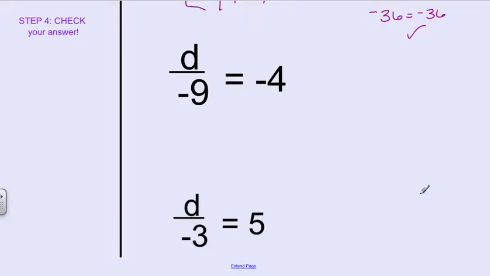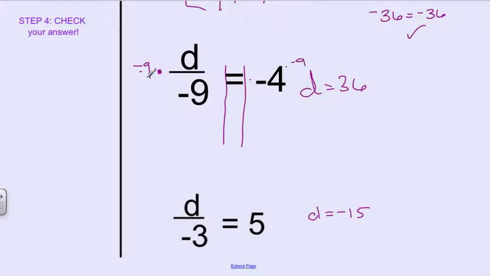Hopefully for this first one, you were able to get that d equals 36. And here, d equals negative 15. The work that goes in behind it, in case you weren't sure: remember, you want to draw your balance beam, your railroad tracks, to separate the two. I want to multiply this by negative 9 and multiply this by negative 9 to undo this operation, do the inverse. So d equals negative times a negative is a positive. 4 times 9 is 36. Go back and do your check.